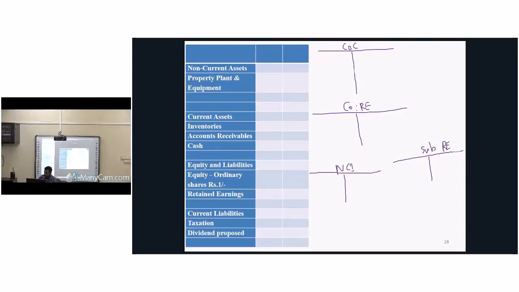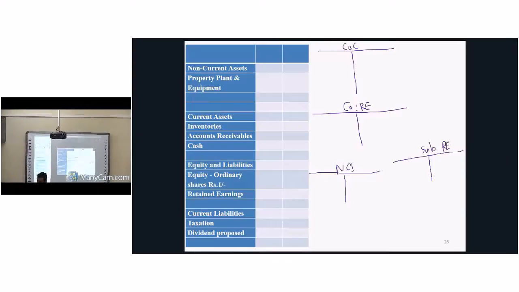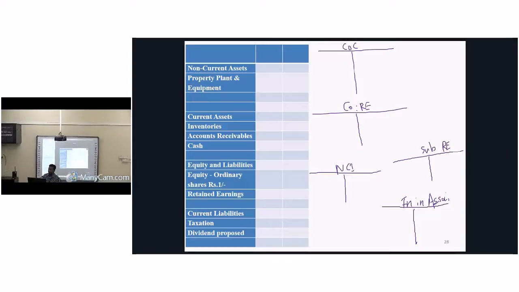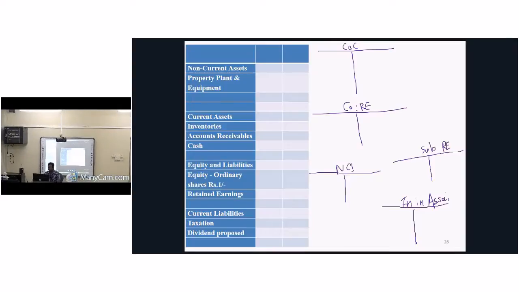And there is a new account here. We call it investment in associate. It is a new account for when there is any associate in a question. You have to prepare a new account called investment in associate. Right? So we'll go line by line.